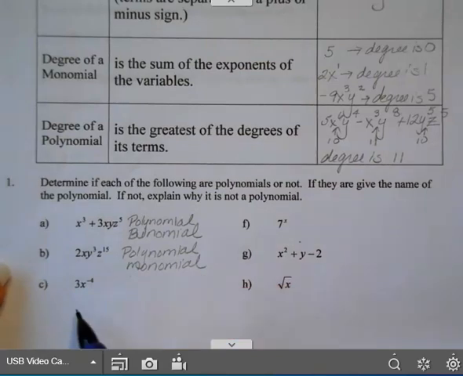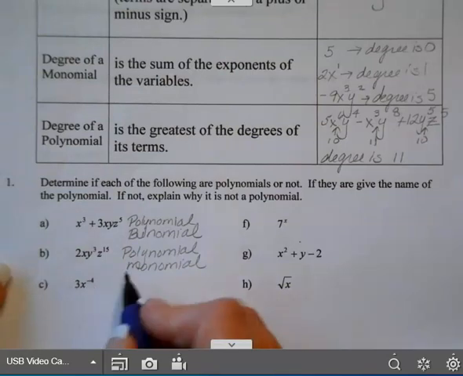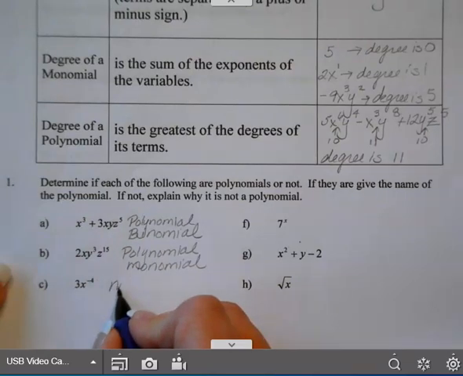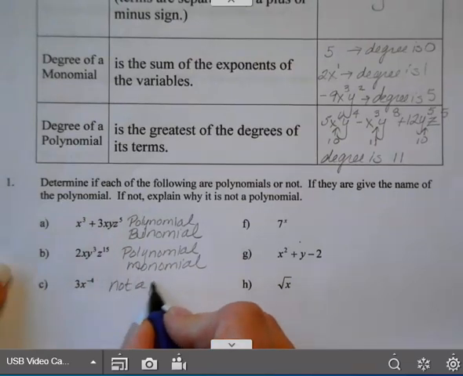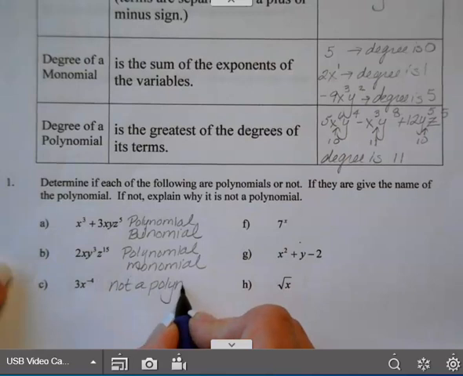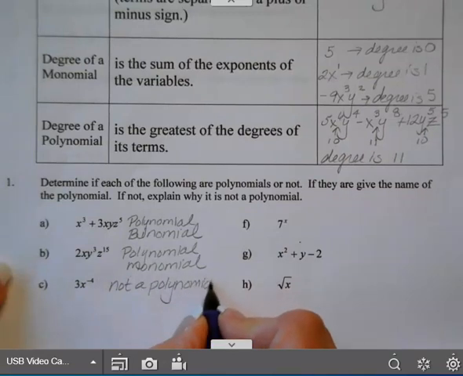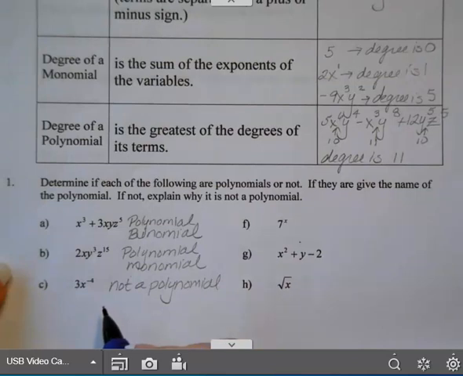On your next one, 3 is multiplied with x to the negative 4. However, my variable has a negative exponent. So this is not a polynomial. And that's because you have an exponent that is not a whole number.